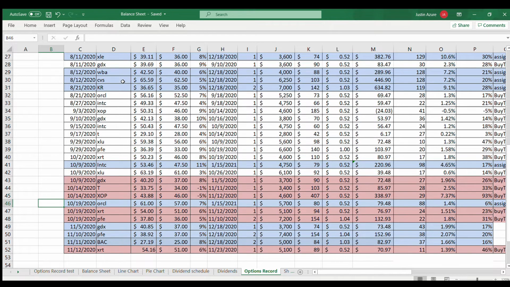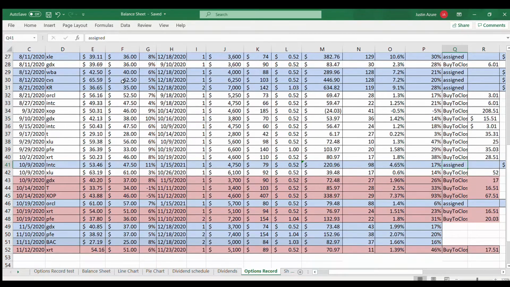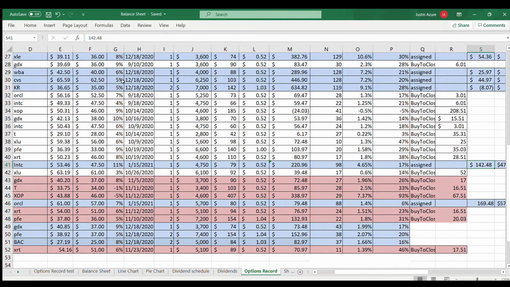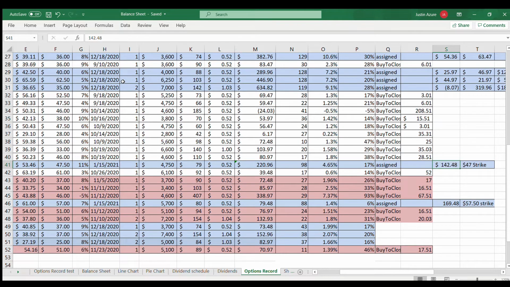Now, when a contract gets assigned to me, like this Oracle, or we'll go up to Intel right here. So Intel was assigned to me. Can we see that okay? This is 142.48. Then I sell a covered call, and that's how much I get for the covered call. And at the very end, I have the strike price for my current covered call.